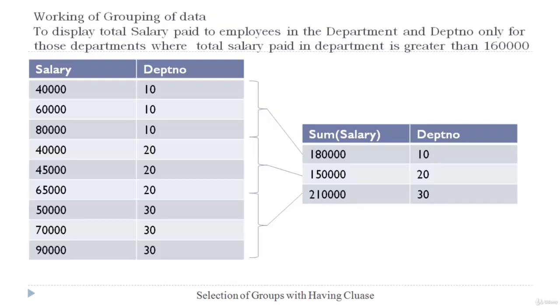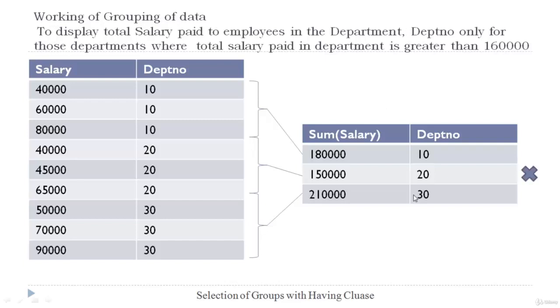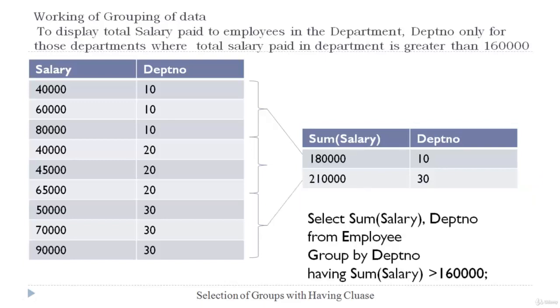Now let us extend this operation to display the total salary paid to employees in the department, and the department number, only for those departments where the total salary paid in the department is greater than 1,60,000. In this case, after making the groups, we have to select only those groups of department number where the total salary is more than 1,60,000. It means we have to discard this group. And in order to discard this group, we have to use the having clause of the select statement as shown here.